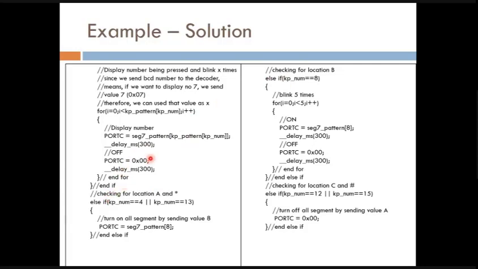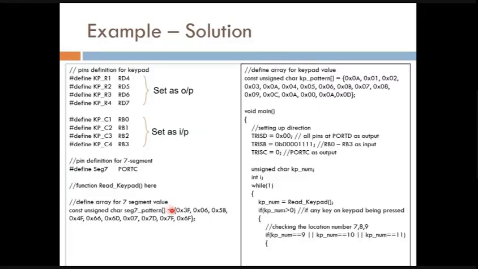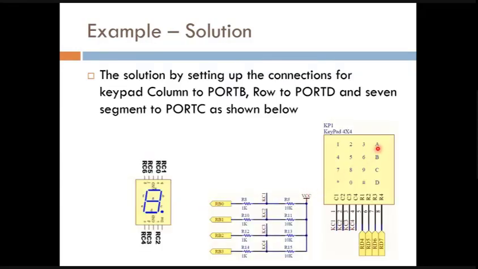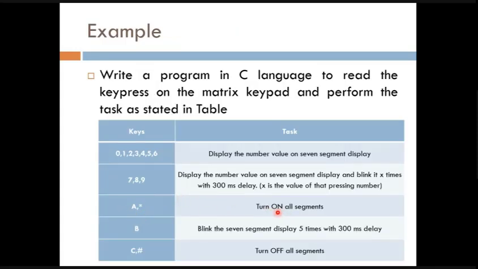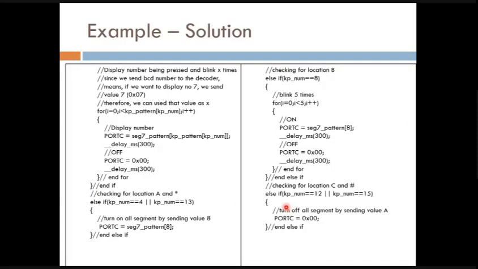So if the condition here is not true, you go for the second if, else if. This one you need to compare key location 4 or key location 13. Key location 4 and 13. 4 would be A, counting 1, 2, 3, 4, 5, 6, 7, 8, 9, 10, 11, 12, 13. So this means A and star, it will turn on all segments. A and star.